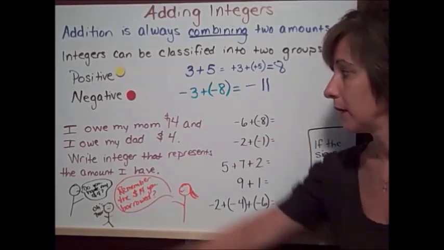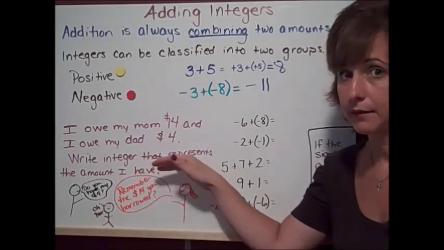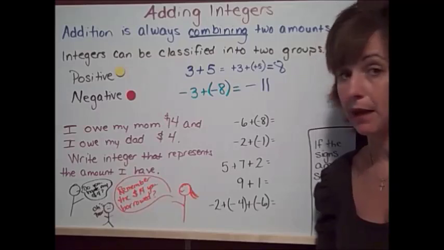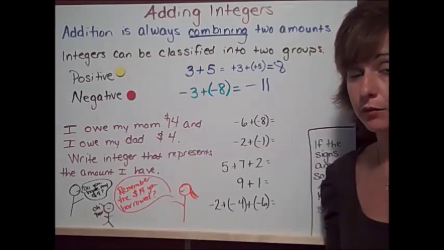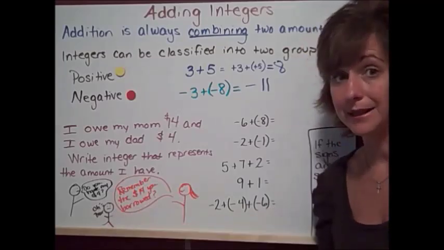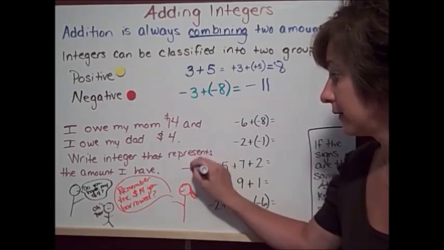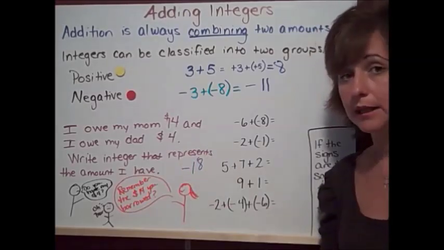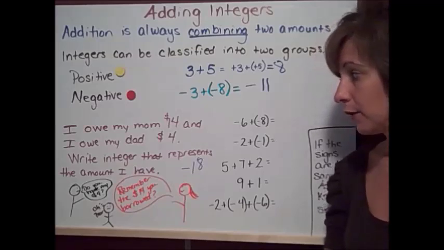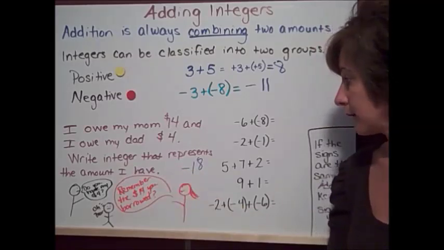Let's talk about this in real life. I owe my mom $14 and I owe my dad $4. Write the integer that represents the amount that I have. What is it that I have? Well, if you look here, he's saying, oh dear, because he has a debt. The amount that he has is negative $18 because he owes his parents 14 and 4. So negative 18 represents the integer that he has.